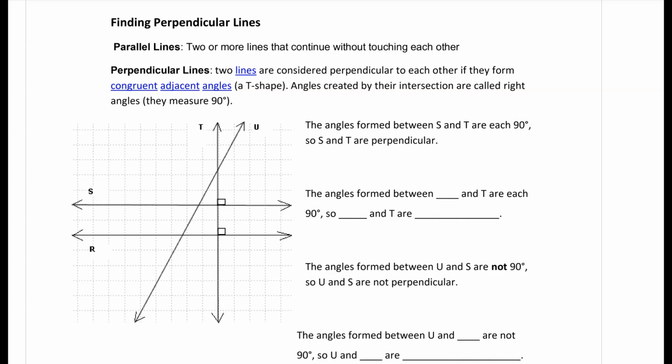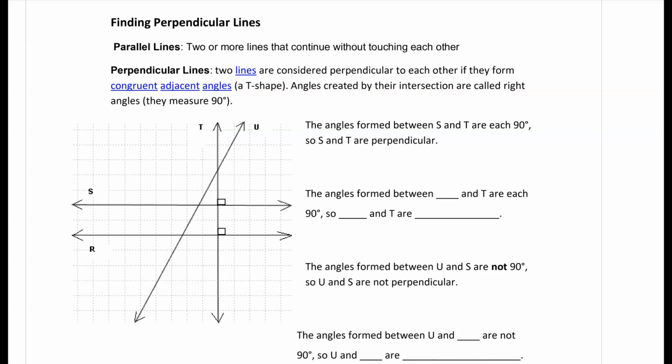Perpendicular lines are two lines that are considered perpendicular to each other if they form congruent adjacent angles, a T-shape, and the angles created by their intersection are called right angles. Perpendicular lines would be right where they meet here. It creates a 90-degree angle at the corner there. So line T and line S would be creating those perpendicular lines. So it's that 90 degrees in the corner that helps you to determine that they are perpendicular.